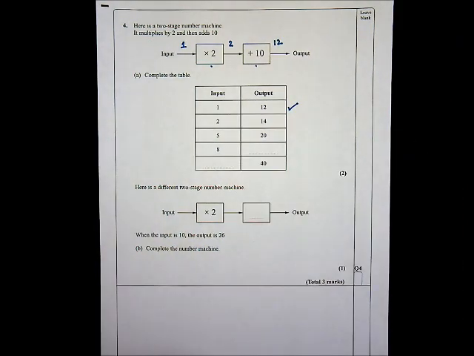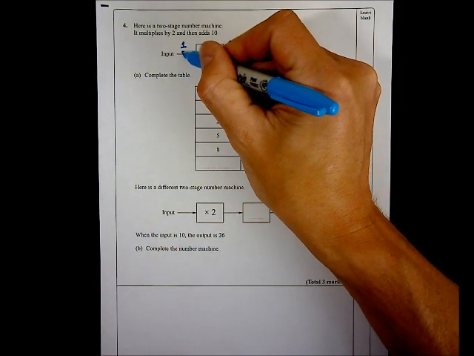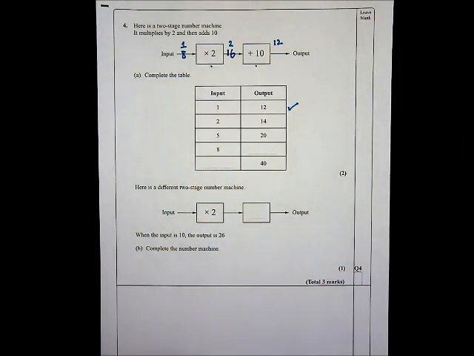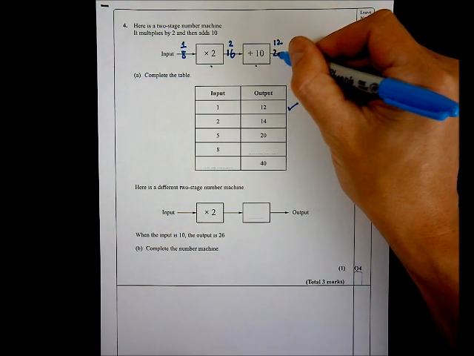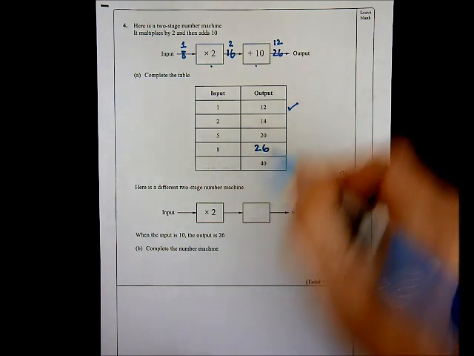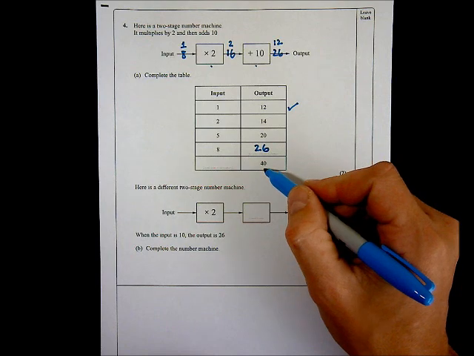So now I'm going to come down and fill in the table. So my input should be 8. I'm going to times that by 2 to get me 16. And then I'm going to add 10 on to get 26. So the missing number here would be 26.